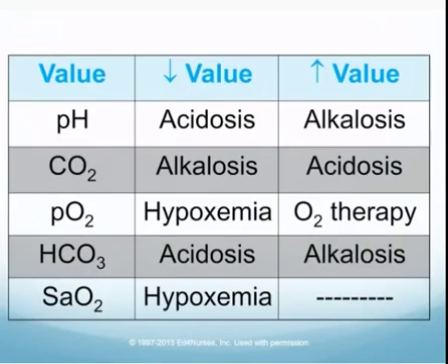So here's what happens when the values become abnormal. If our pH is less than 7.35, the patient will develop acidosis. If the pH is greater than 7.45, we have alkalosis. If your patient has a CO2 less than 35, they have alkalosis, and greater than 45, they have acidosis.